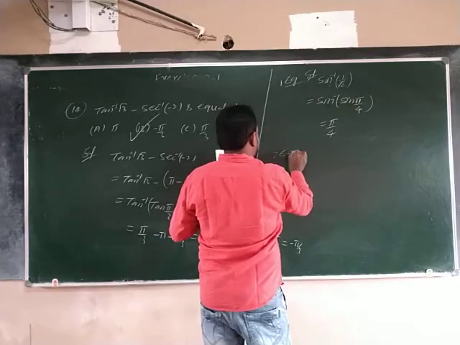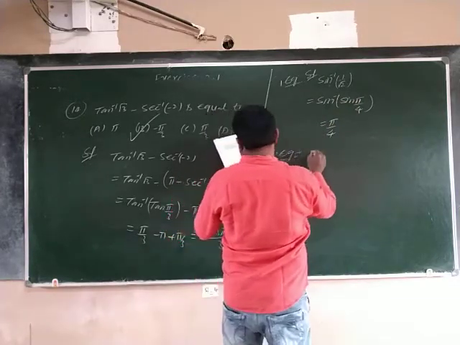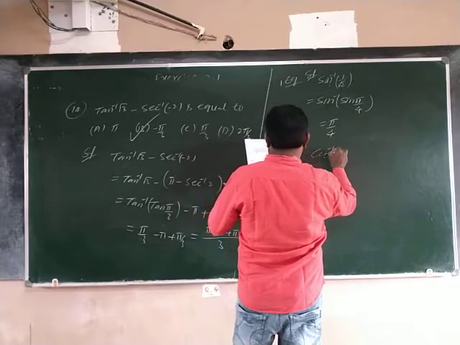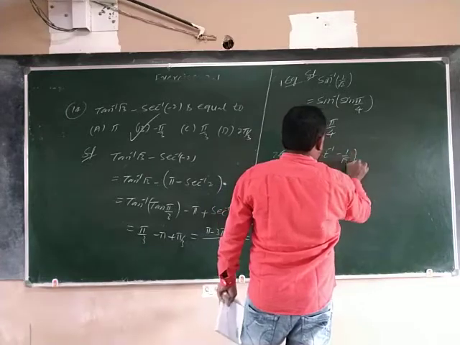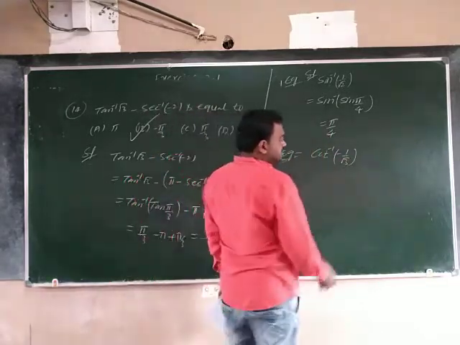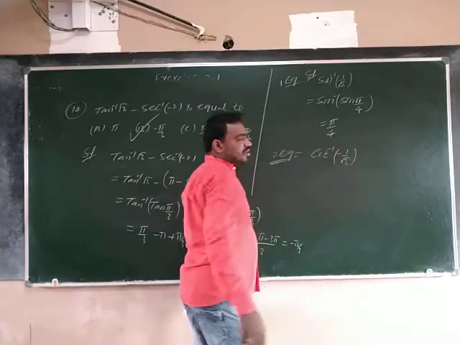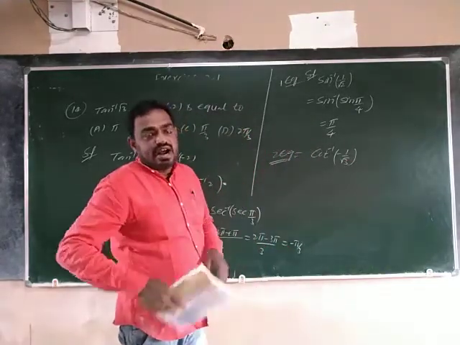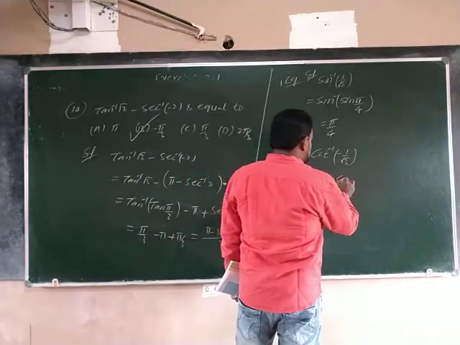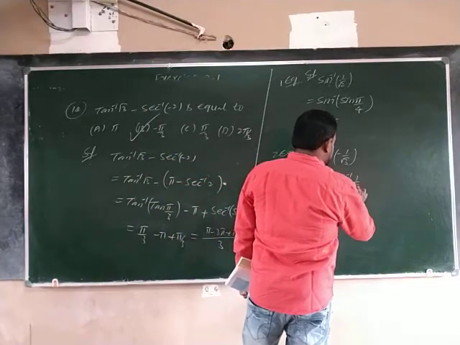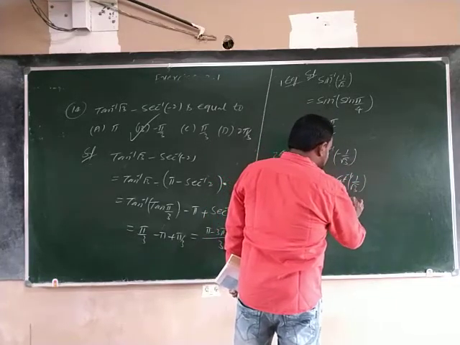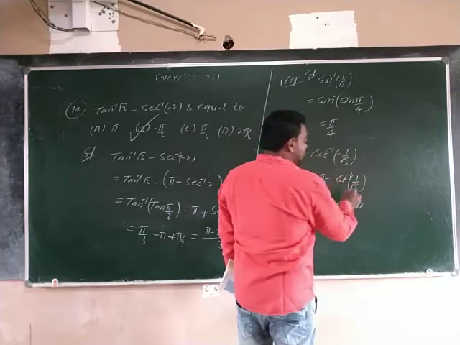Next, the second example: find the principal value of cot inverse of minus 1 by root 3. This is the question. Solution: cot inverse of minus 1 by root 3. It is in the form of cot inverse of minus x. Cot inverse of minus x is equal to pi minus cot inverse of x. So pi minus cot inverse of 1 by root 3.